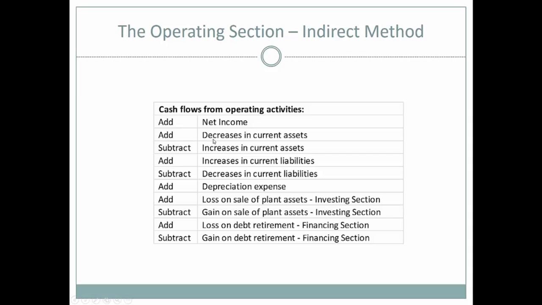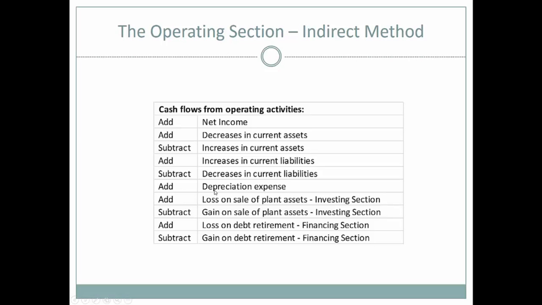Next, we want to add any decrease in a current asset. As we go through the individual current assets, I will show you why that makes sense. But here is a mnemonic to help you remember. We're going to add decreases in current assets. We're going to subtract increases in current assets. Now we look at the liabilities, they're going to move in tandem. We're going to add an increase in current liabilities. We're going to subtract a decrease in current liabilities.